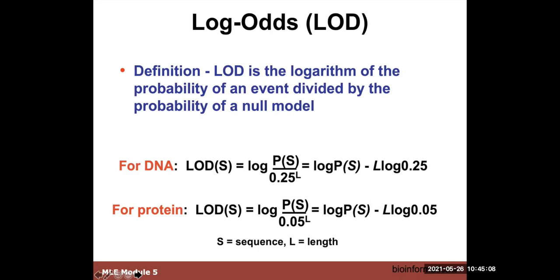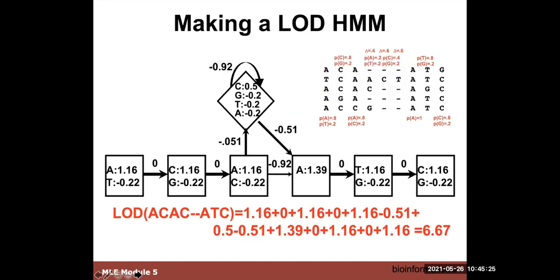There are four bases, so 0.25 is used for DNA. There are 20 amino acids, so 1 out of 20, 0.05, is the probability for any given amino acid. This is the formula for log conversion. So we can convert that now to log odds values, and I've put those in. Once we've converted to log odds, instead of doing multiplications, we can do additions.